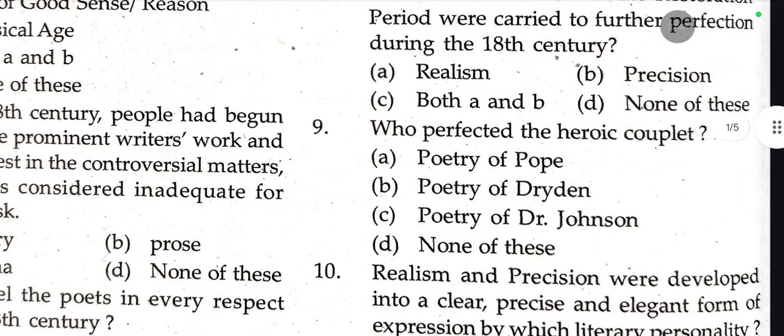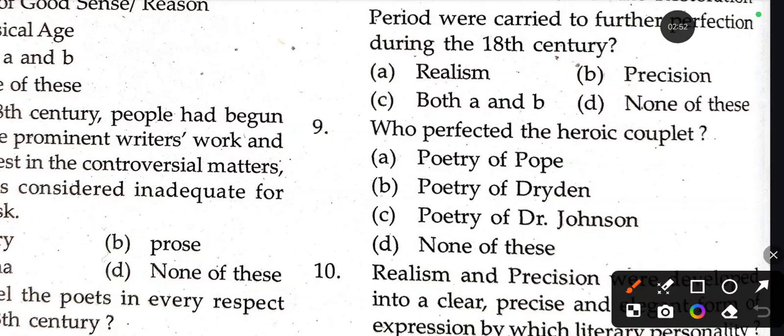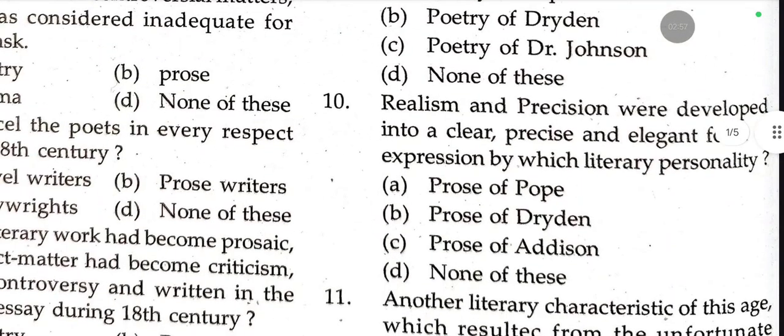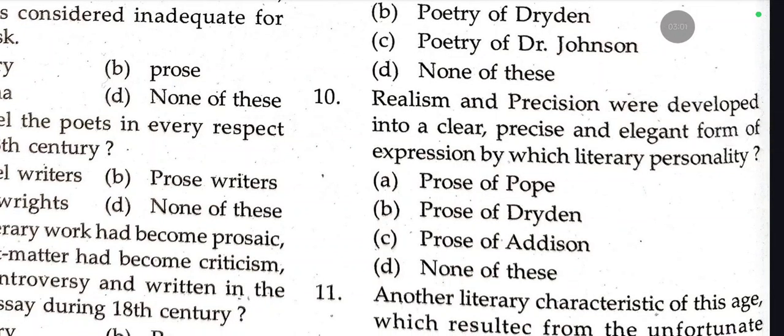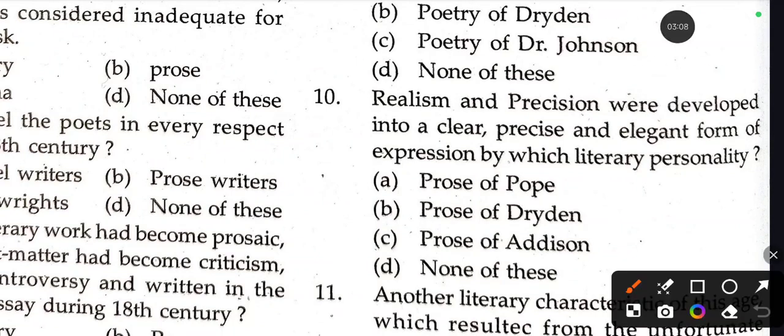Question number 9, who perfected the heroic couplet? The heroic couplet was perfected by Alexander Pope's poetry. Question number 10, realism and precision were developed into a clear, precise and elegant form of expression by which literary personality? It was developed by the prose of Addison.